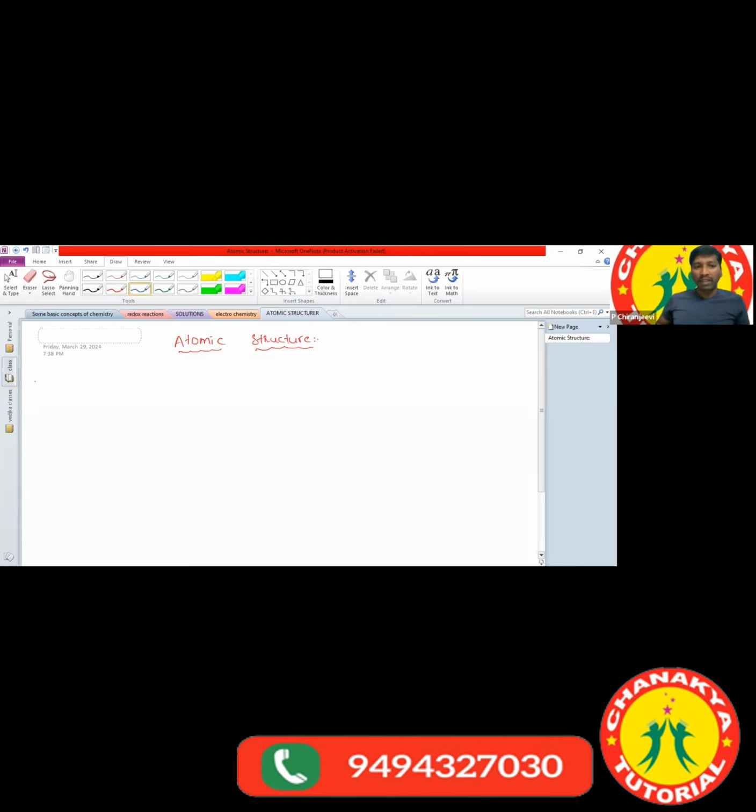Who proposed the first atomic theory? John Dalton proposed the first atomic theory. According to John Dalton, the smallest indivisible particle is called an atom. The atoms of the same element have similar physical and chemical properties. The atoms of different elements have different physical and chemical properties. When two different elements combine together, they form a compound. If identical atoms combine together, it forms a molecule.